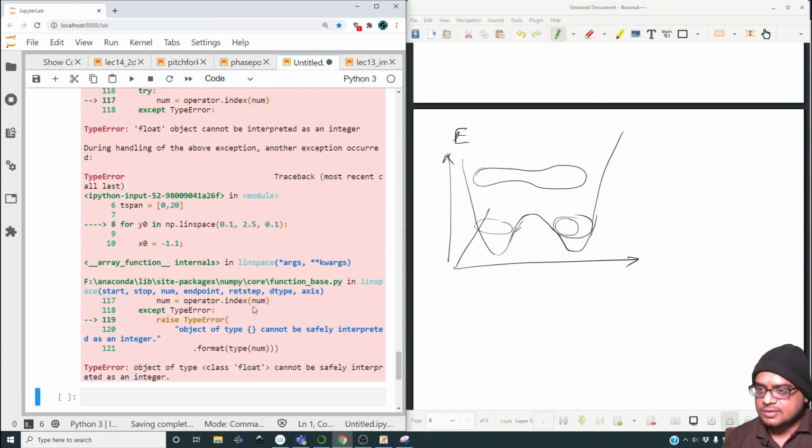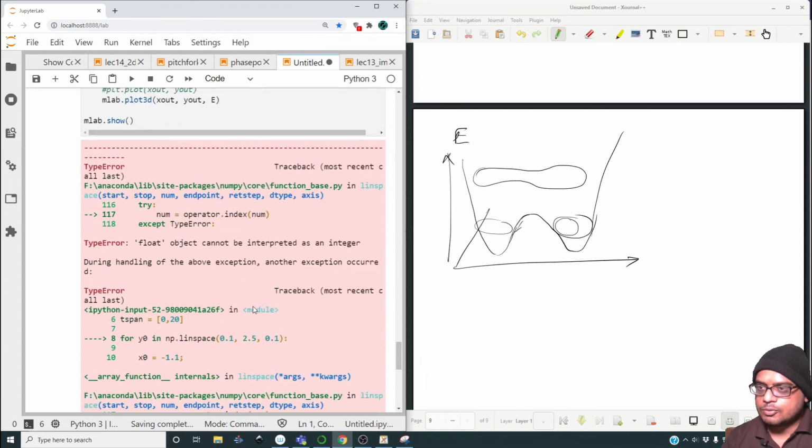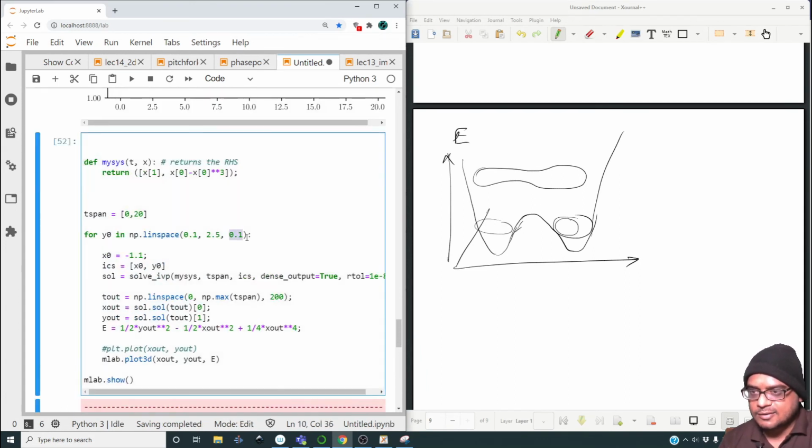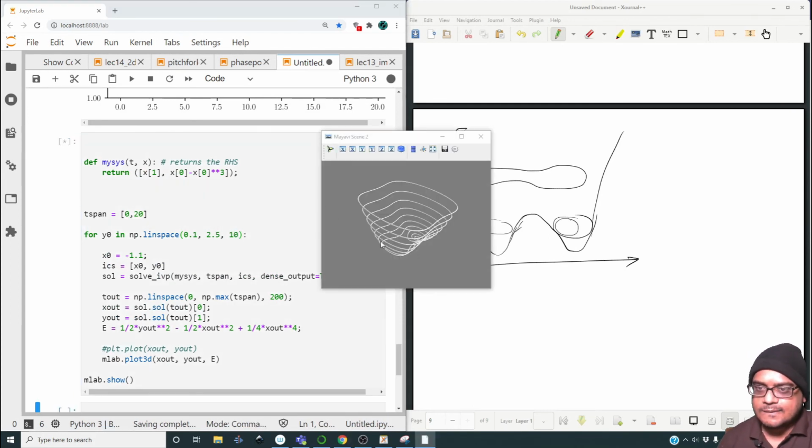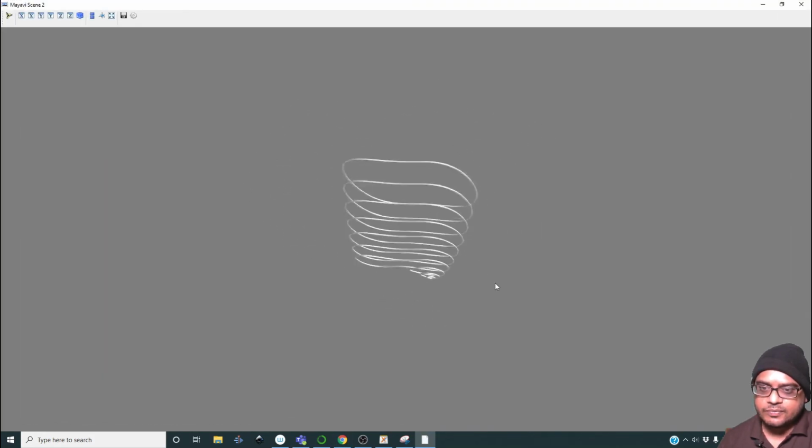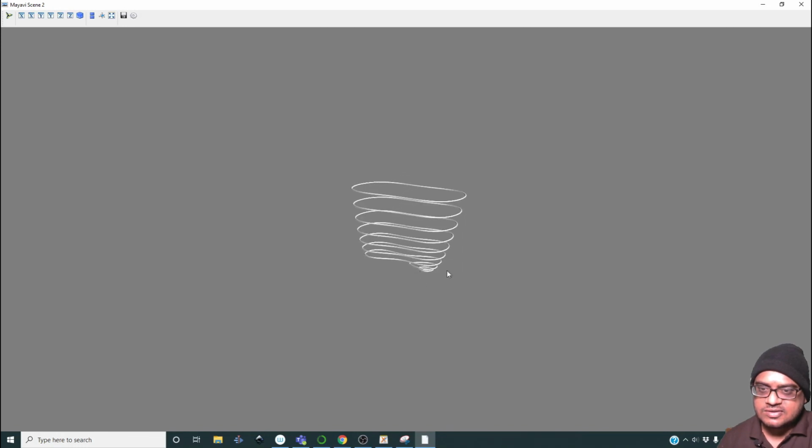Okay, there's an error. What is the error? Oops. So obviously this has to be a number of intervals. Let me keep 10. Okay, so look, let me enlarge this. So this is that limb.